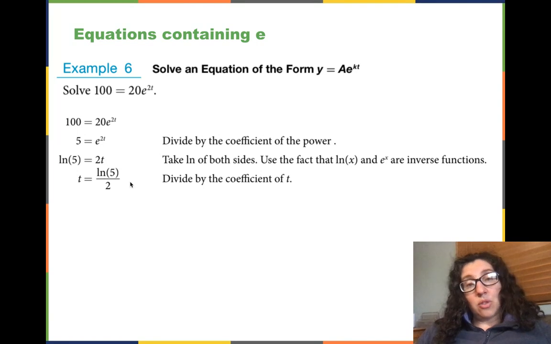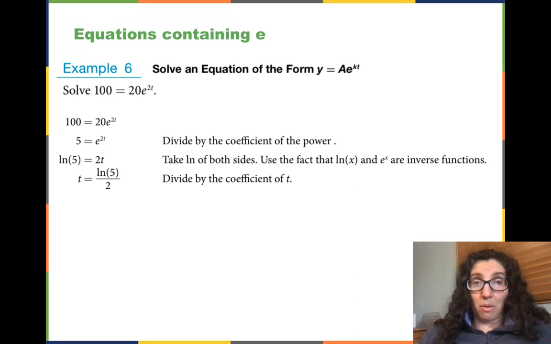So taking the natural log of both sides of an equation is very clever. It's very useful when your variable is in the exponent because of the power rule of logarithms, right? You can bring that out of the exponent, and then we have a lot of tools to use.